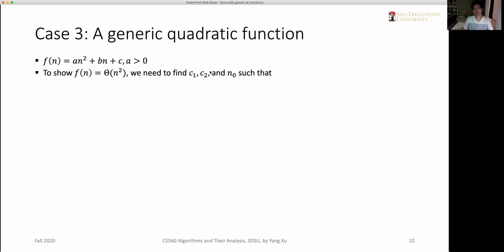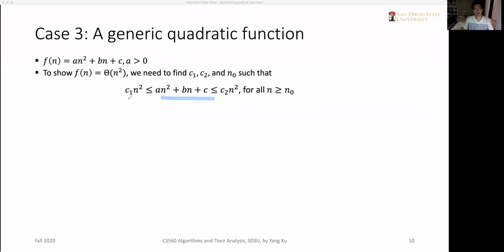That means we want to find C1, C2, and n0, such that the target function can be sandwiched by the lower bound and the upper bound for all n that's greater than n0. So it's a bit tricky here because we don't have concrete numbers. We've got a, b, and c as constants. So we've got to solve these inequalities in a trickier way, but it's still solvable.